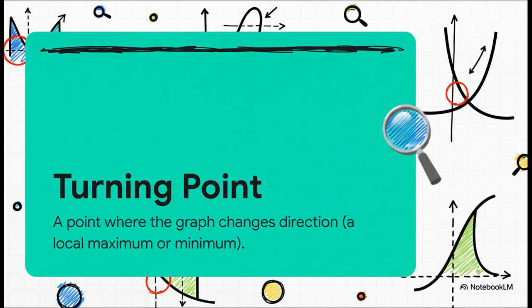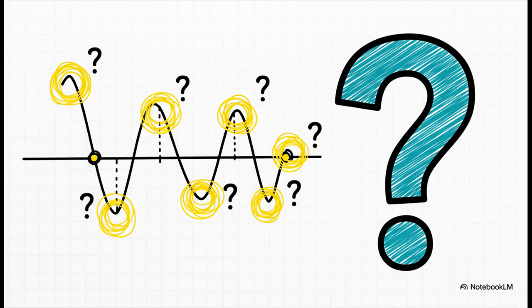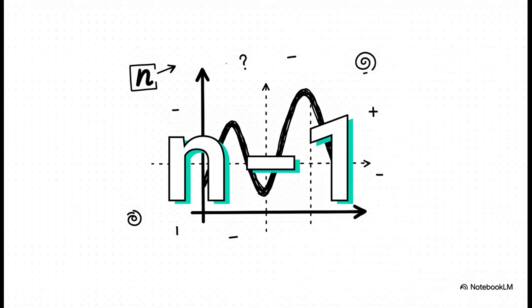You might know them as local maximums or minimums, the very top of the peaks and the very bottom of the valleys. And this is where it gets so important in the real world, you know? A turning point could be the exact moment a company hits maximum profit, or the lowest point in a patient's fever. So how many of these little plot twists can our graph actually have? Is it just random? No way. There's another super simple rule, and it connects right back to our very first clue, the degree. The maximum number of turns a graph can possibly have is always n minus 1. That's it, where n is the degree of the polynomial.